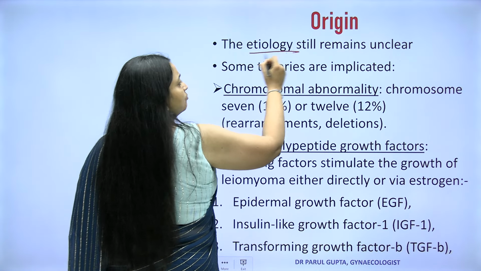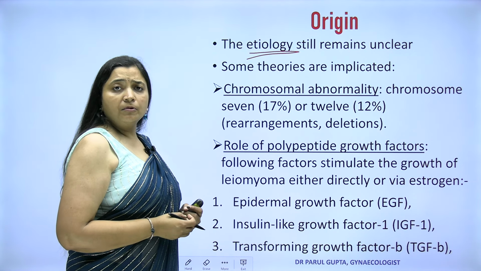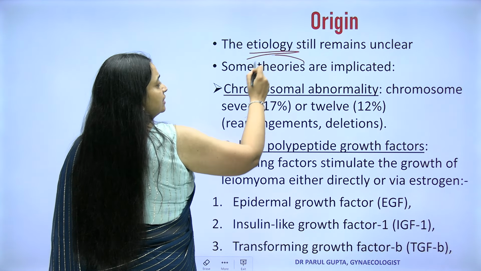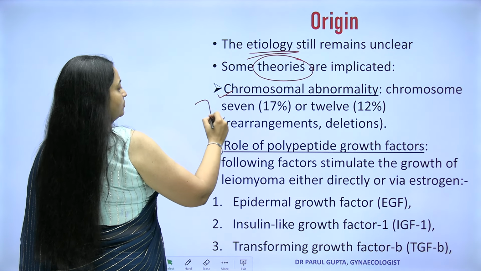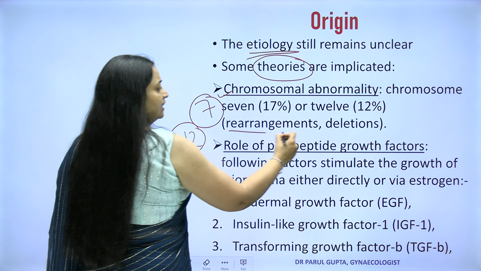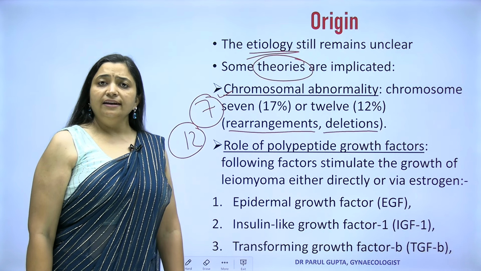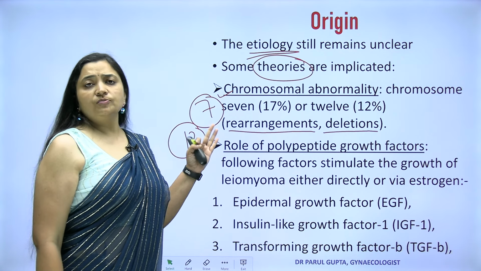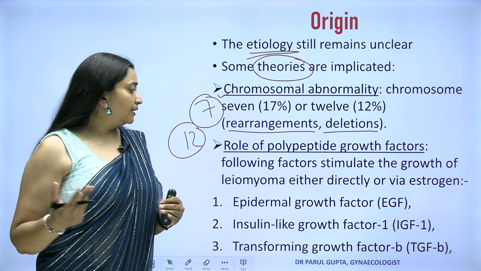Now, etiology. Why is a fibroid formed? As I talked earlier, why the myocyte becomes neoplastic, no one knows. But there are some theories which say there is chromosomal abnormality in chromosome number 7 and chromosome number 12, with some rearrangements or deletions in the women who are carrying fibroid. The studies have found these rearrangements and deletions. So we can predict that these women can get fibroid in their life.